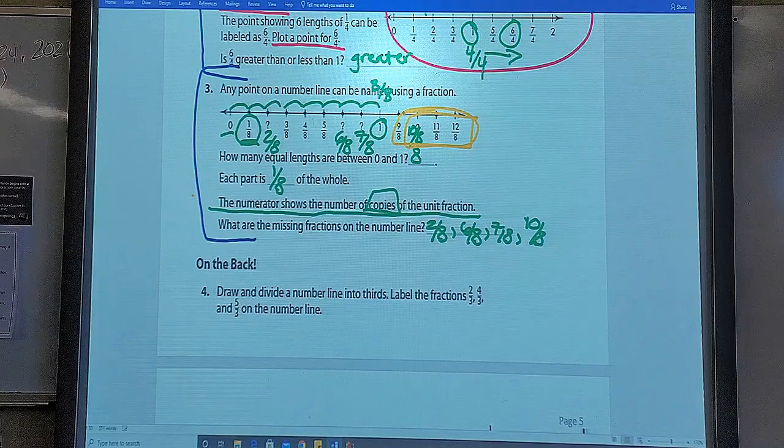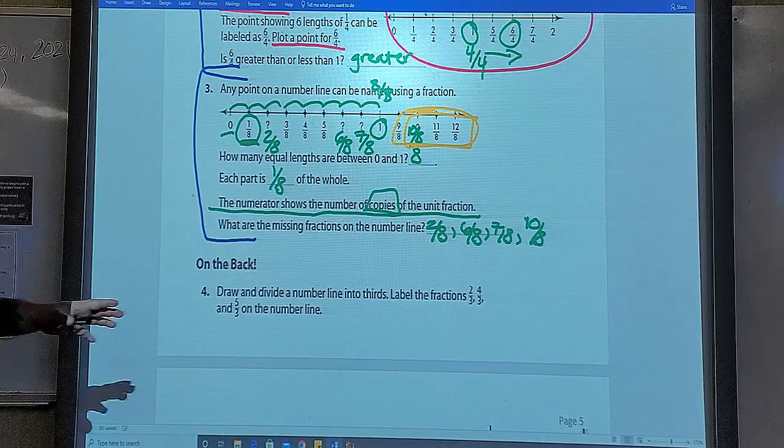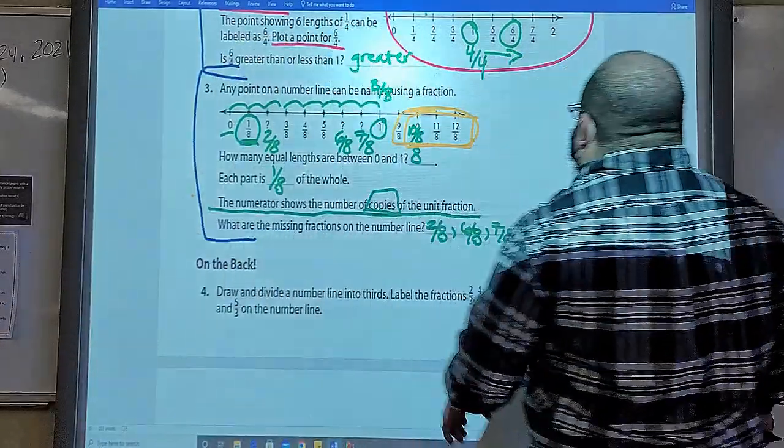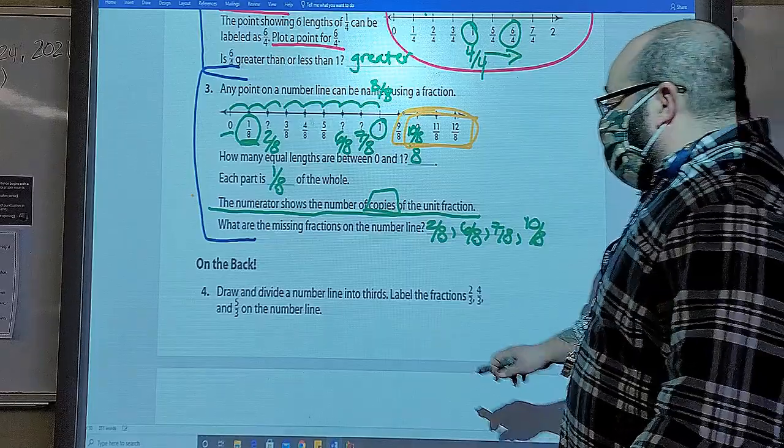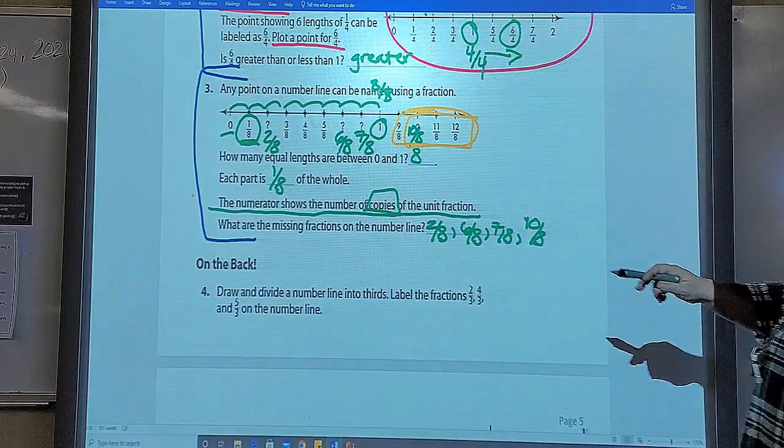What? Right? Okay, so now this says on the back, but again, you can fit it on the front. Some of you did it on the back, and that's okay, but you can fit it on the front, so you do not have to do it on the back. It says, and some of you guys got a little stuck on this one.